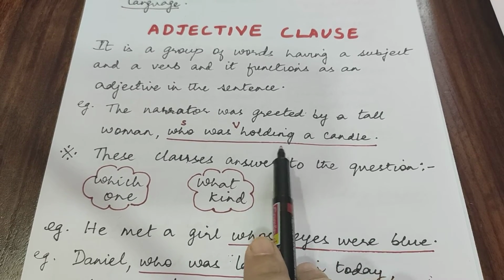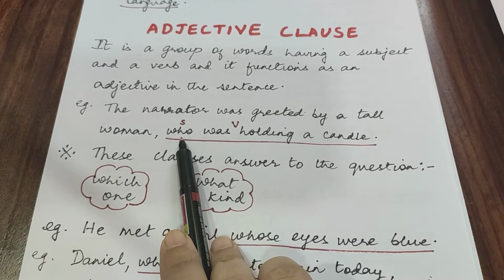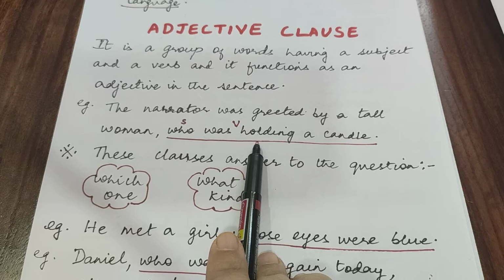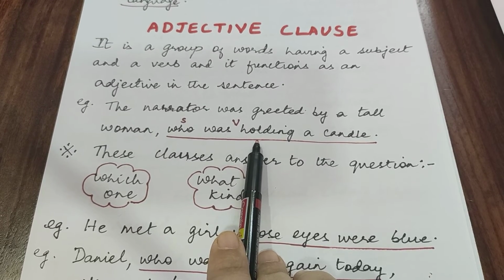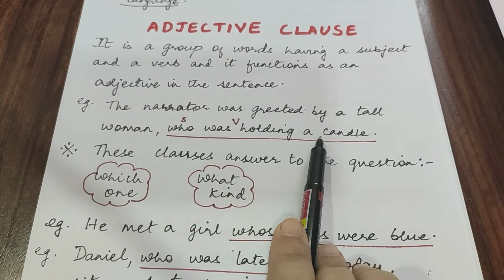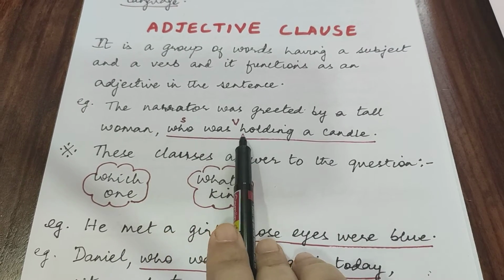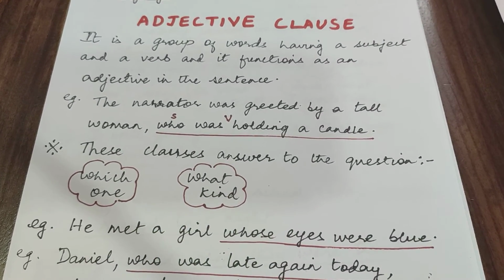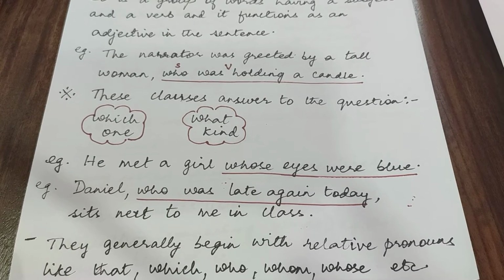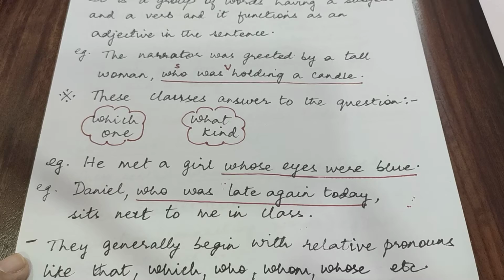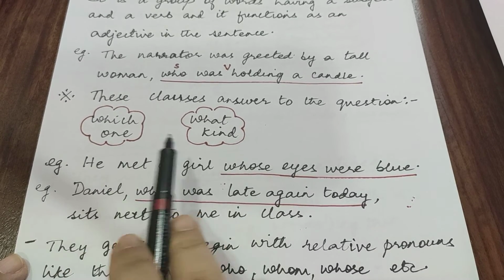Over here, the subject is who. It is a relative pronoun. And the verb is was holding. It is having a helping verb and a main verb. And this clause is describing the woman. That is why it is an adjective clause. So these clauses will answer the question which one and what kind.